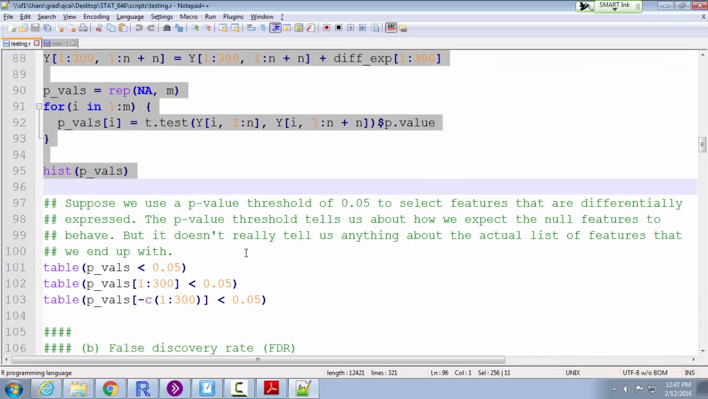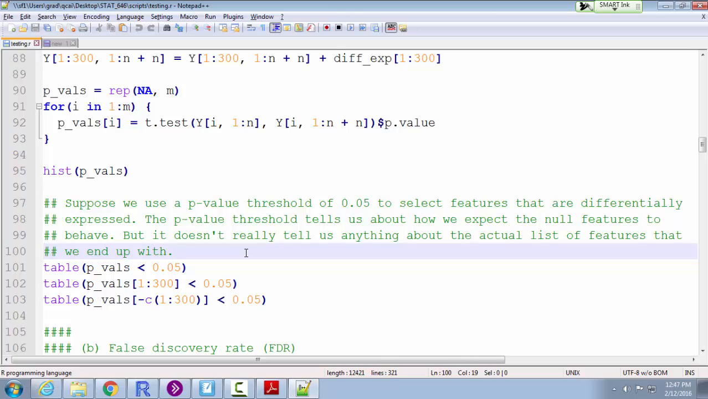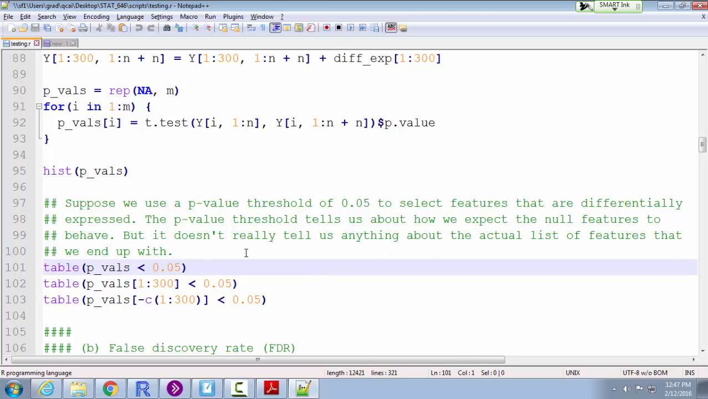Okay, we've seen that. Now let's look at this. We just computed those p-values. We have 1,000 p-values. 300 of them, the first 300, correspond to features for which there is a difference between the comparison groups.